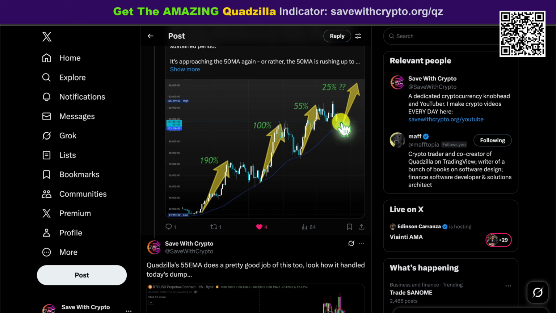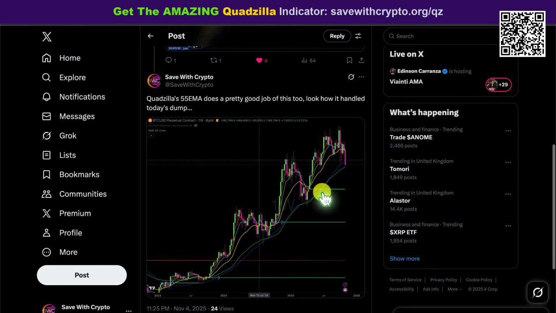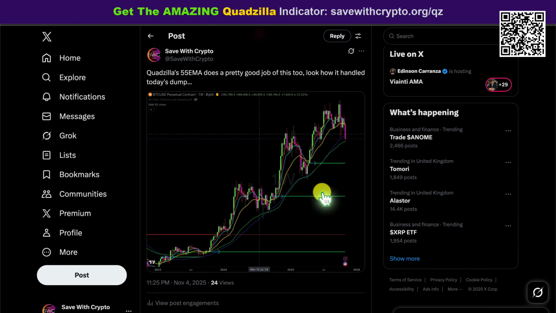Now, obviously, yesterday it came down to less than $100,000, so it came down to about here. So it did actually break that 50 moving average. Now, I did note that if you actually look at not the 50-week moving average, but the 55-week exponential moving average, it's a little bit different. This is actually one of the moving averages that you get with the Quadzilla indicator that we have. But I just noticed that the price keeps coming back here with quite good accuracy.